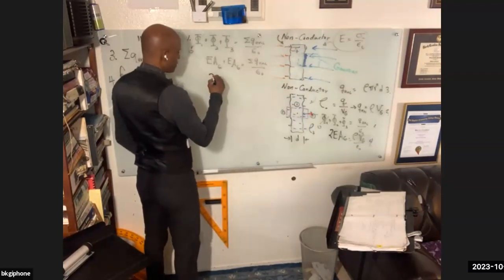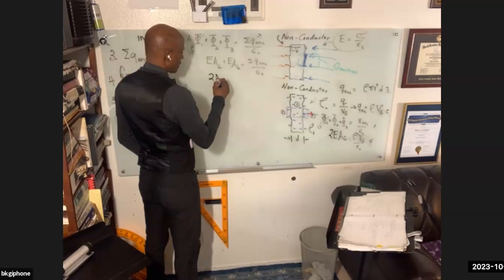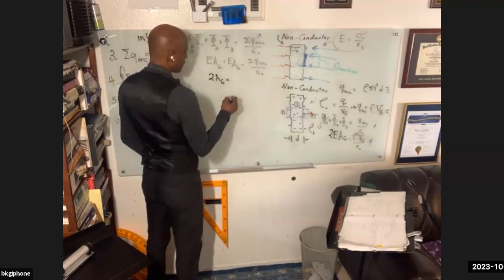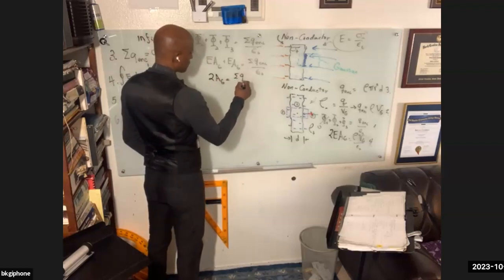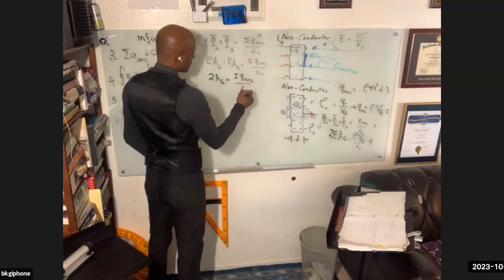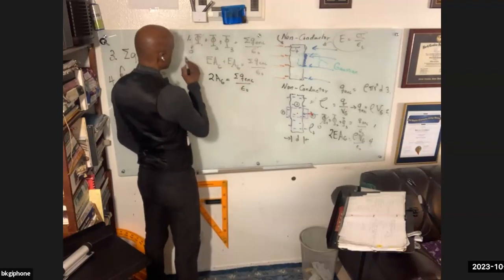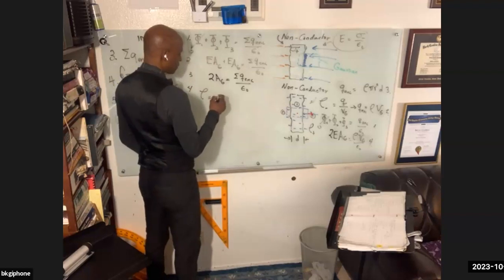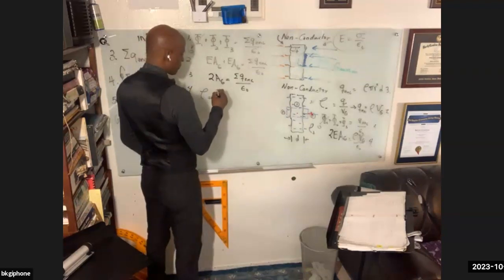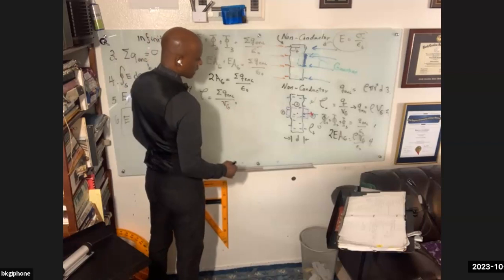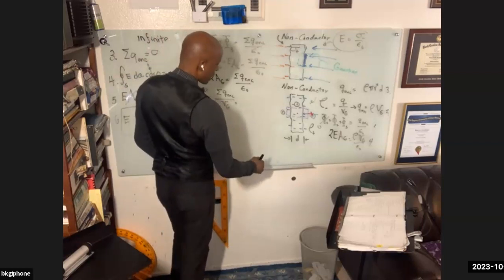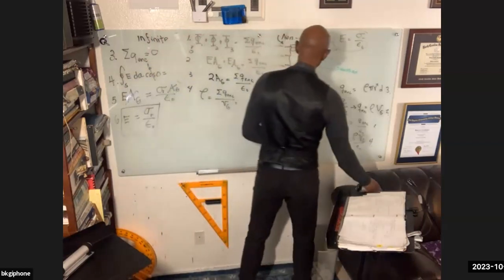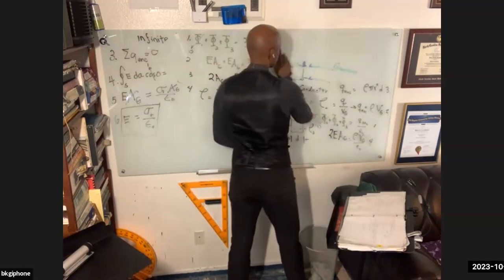So I get 2 times the area of the Gaussian equals charge enclosed divided by epsilon naught. But now rho is equal to the charge enclosed divided by the volume of the Gaussian. Now, again, you might have forgotten the side view. Let me come over here and draw the side view so you can see it a little better.